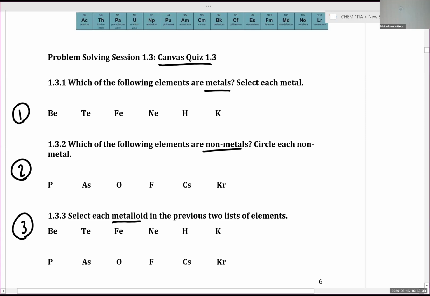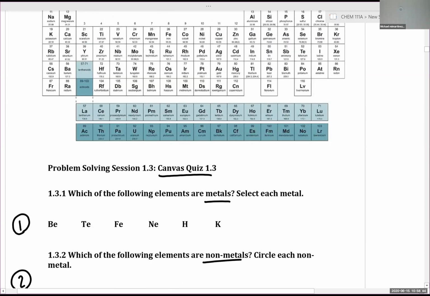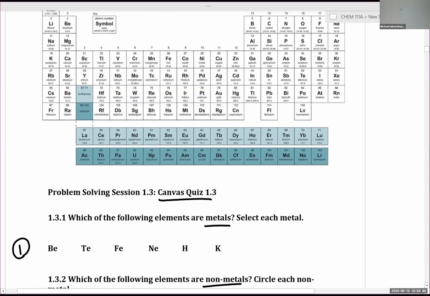Okay, I see a lot of reasonable responses for question 1. So let's talk about this as a group. If we go to our periodic table and we look at beryllium, is beryllium in the metal section of our periodic table? Beryllium is? Yep, so no, we'll circle that.